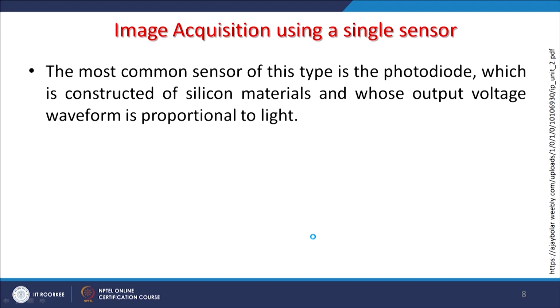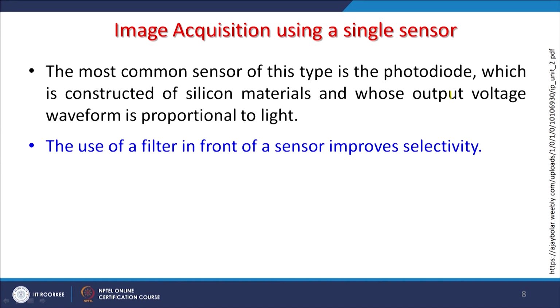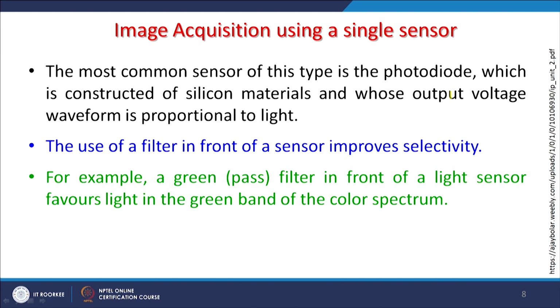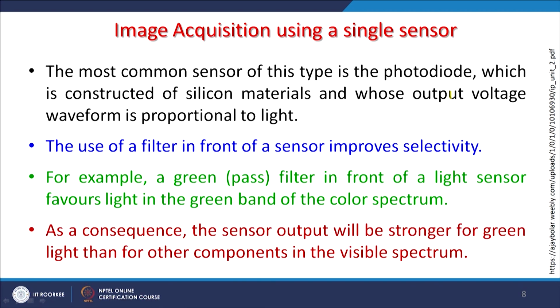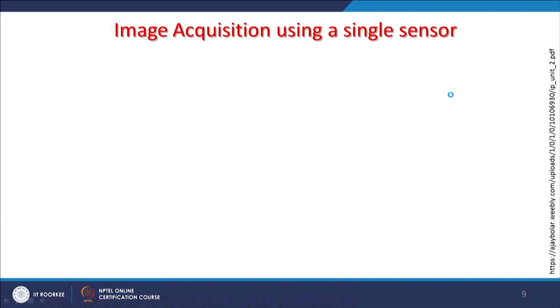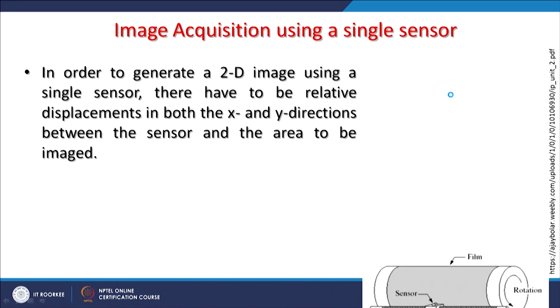Using single sensors for image acquisition, the most common sensor of this type is the photodiode, which is constructed of silicon material and whose output voltage waveform is proportional to light. So, they are used for different purposes, but not really for serious remote sensing, and these single sensors are not used.